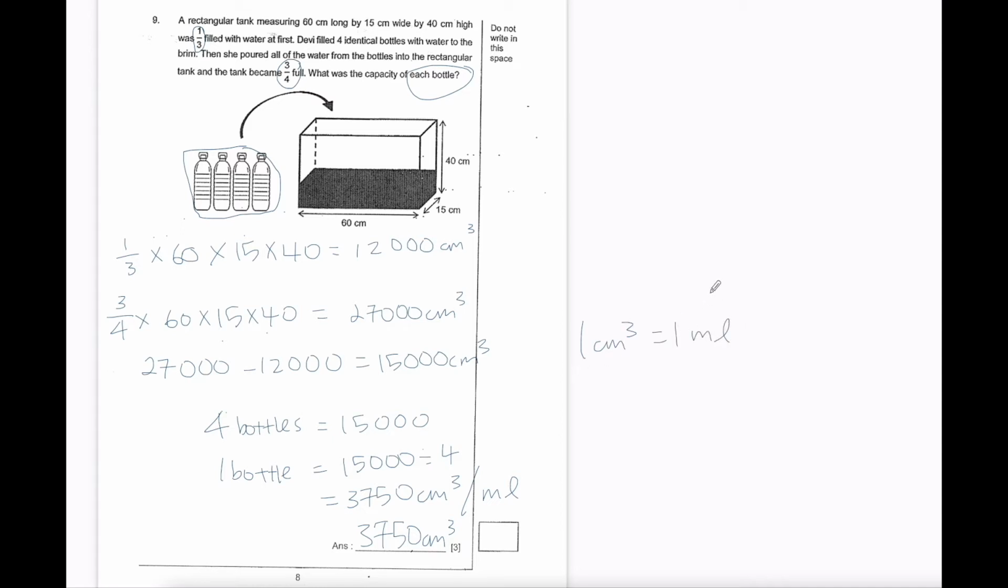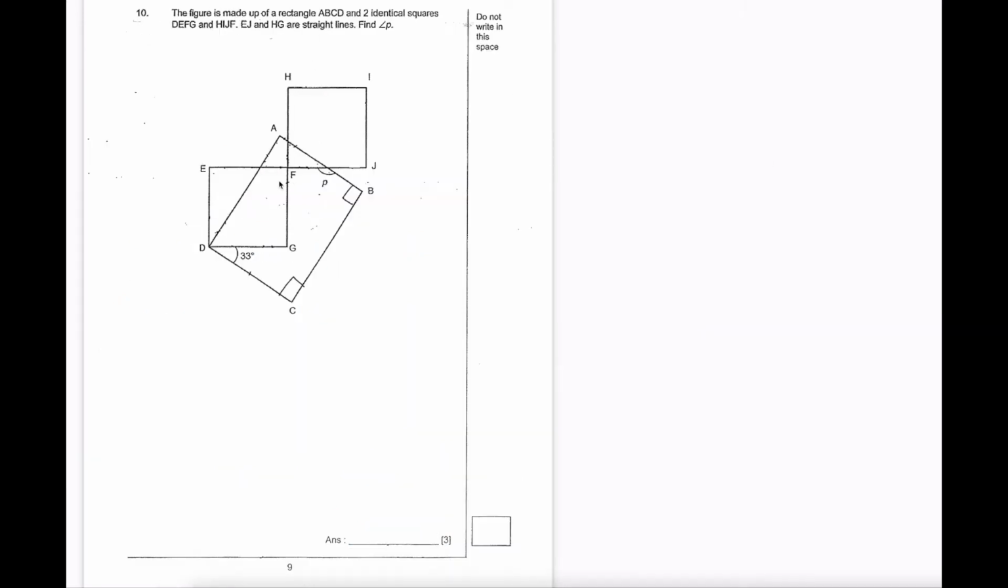Got it? Let's move on to question 10. It's made out of a rectangle ABCD, this is the rectangle, and 2 squares. These 2 are the squares. Okay? And EJ and HG are straight lines. So when we have straight lines, that means we can deal with vertically opposite angles. Okay, we have to find angle P, and we are only given one angle, which is this 33 degrees. So it's going to get a bit complicated, but try and follow, alright? The first thing we can find is ADG, because it is part of this.